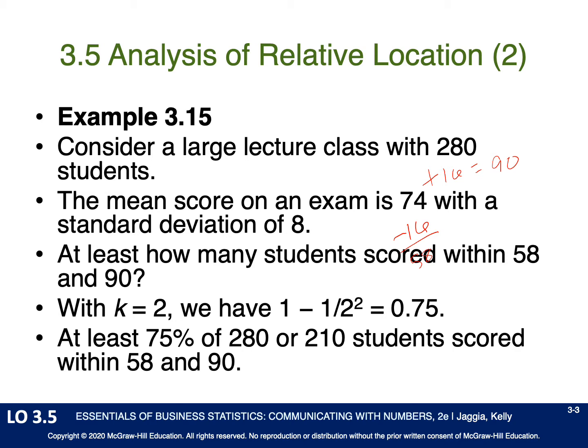So if we look at the class's 280 students and 75% of them scored within 2 standard deviations of the mean, then that means 210 students out of the 280 scored between a 58 and a 90, right? So, this again, almost 75%, we could say, passed the class or passed the test or did better. Now, granted, a 58 isn't necessarily passing, but it's close to passing.